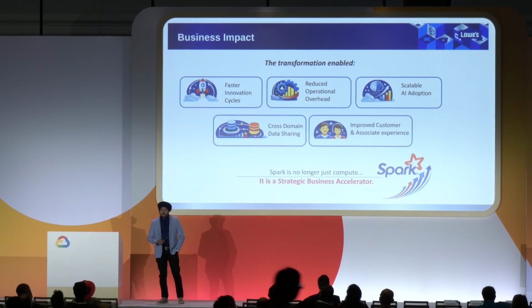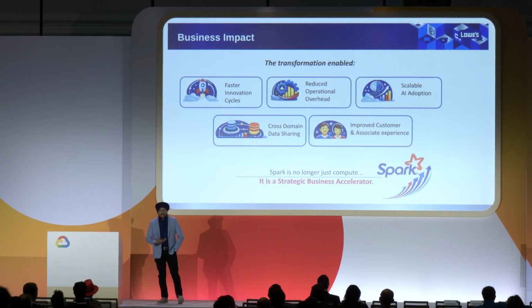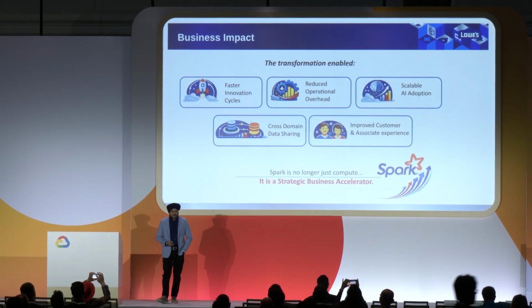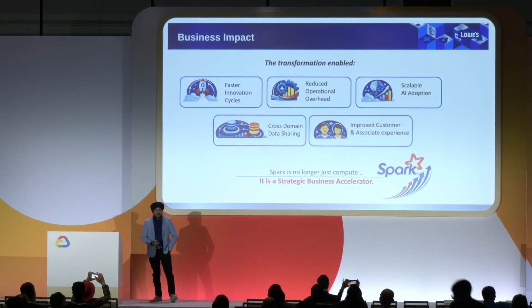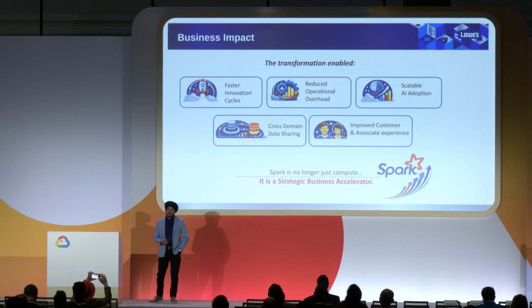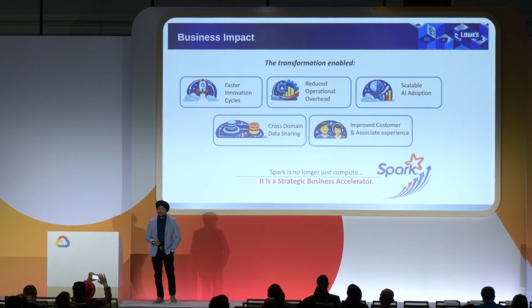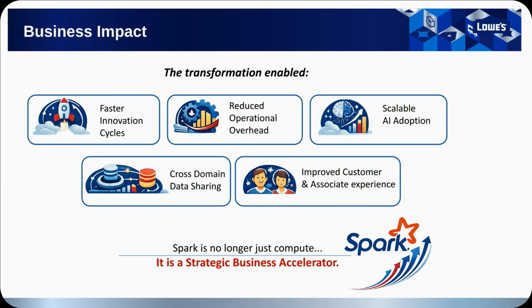Now, all these things are good, but when we realize how it is helping the business, these are a few glimpses of that. The business feels that it is not only reducing operational overhead, it is innovating at a faster pace. We also adopted AI at scale. It is helping us improve our customer experience. And now Spark is no longer just compute for us. It is a strategic business accelerator.